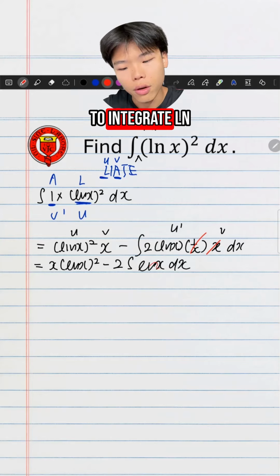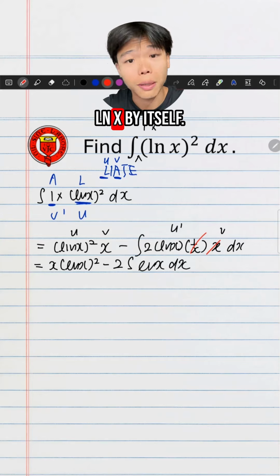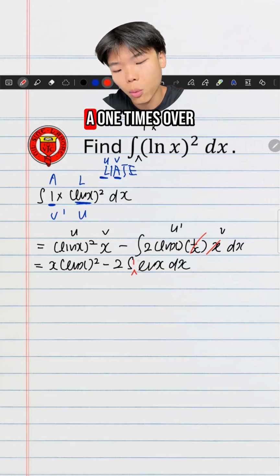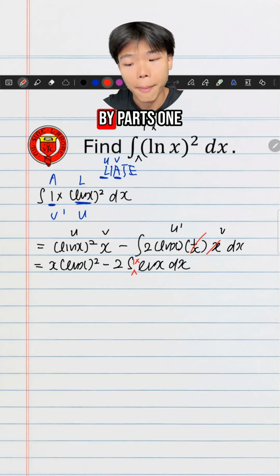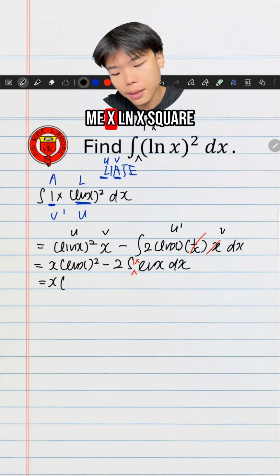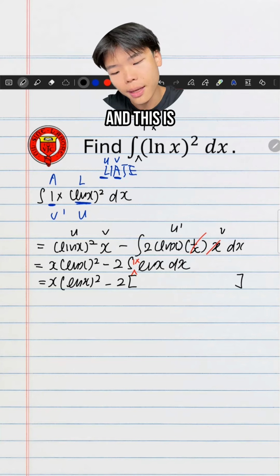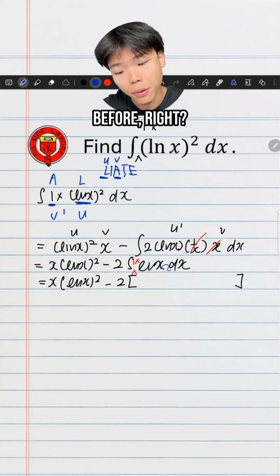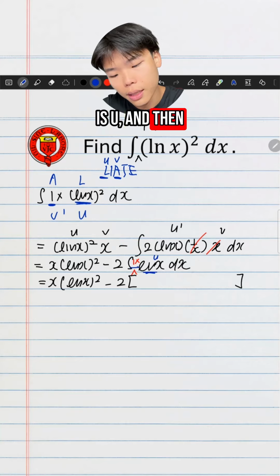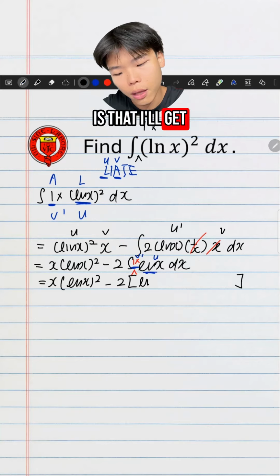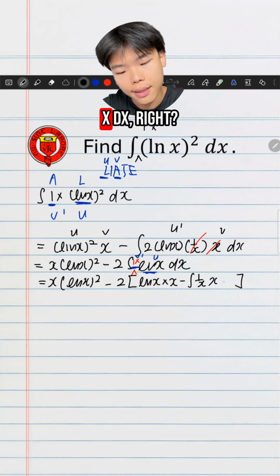And now I need to integrate ln x, but again, you can't integrate ln x by itself, so we need to remember to have a 1 times over here and repeat integration by parts one more time. So this will give me x (ln x)^2 minus 2, then I'll open up a bracket over here, and this is essentially the same case as before, right? Whereby here is u and then here is v prime. So what I'll get is ln x times x minus integrate 1 over x dx, right?